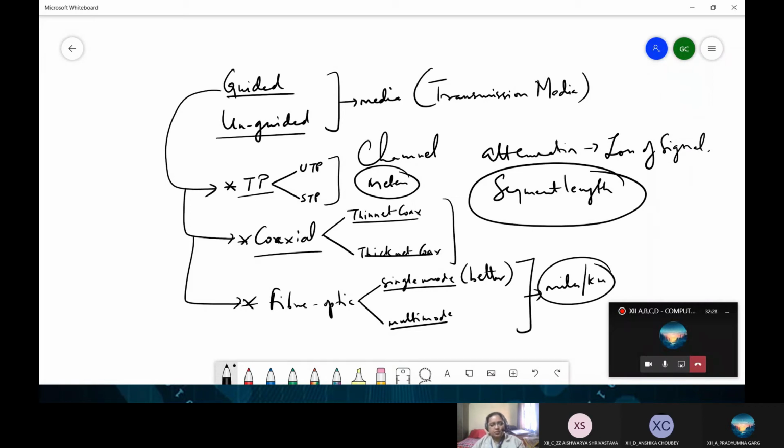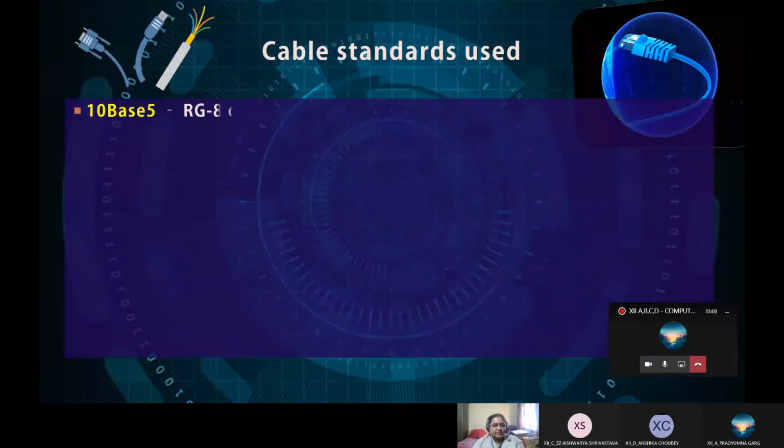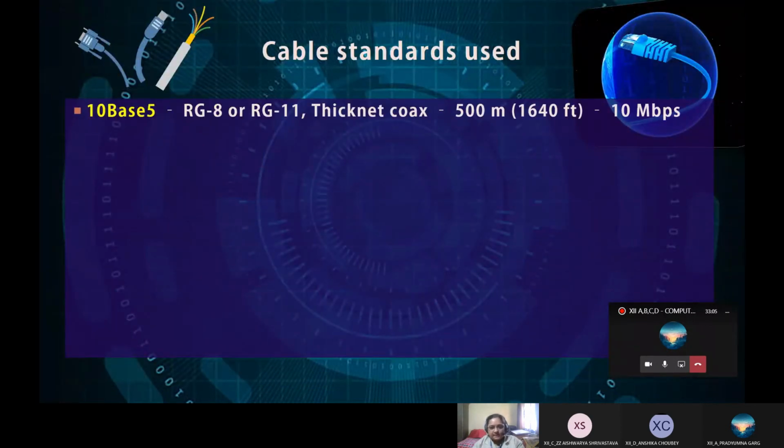Okay, so it extends up to certain kilometers, which is even longer than twisted pair and coaxial cables, but they are very, very expensive and kind of inflexible too, because they are not very flexible. You cannot bend it more than a certain allowed angle, because if you try to do this, the very fragile glass fibers inside them will break. Okay, so cable standards used, one is 10 base 5.